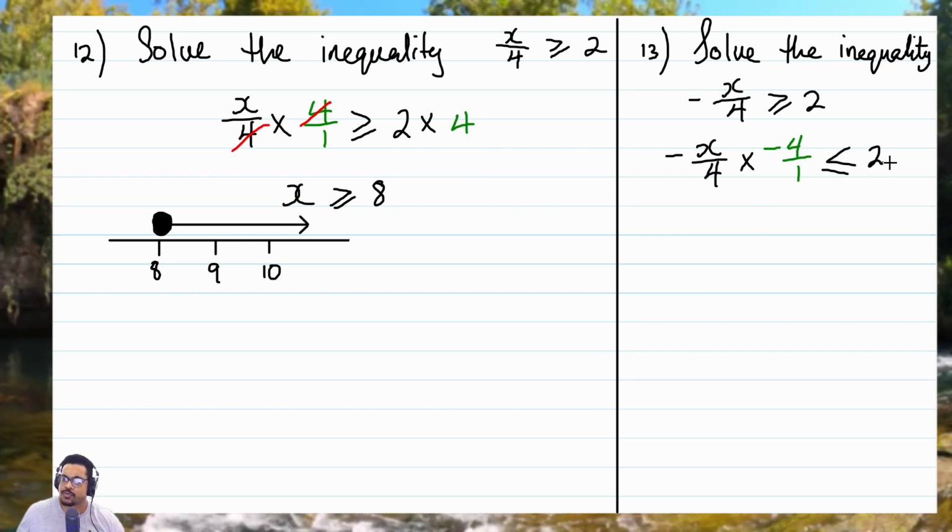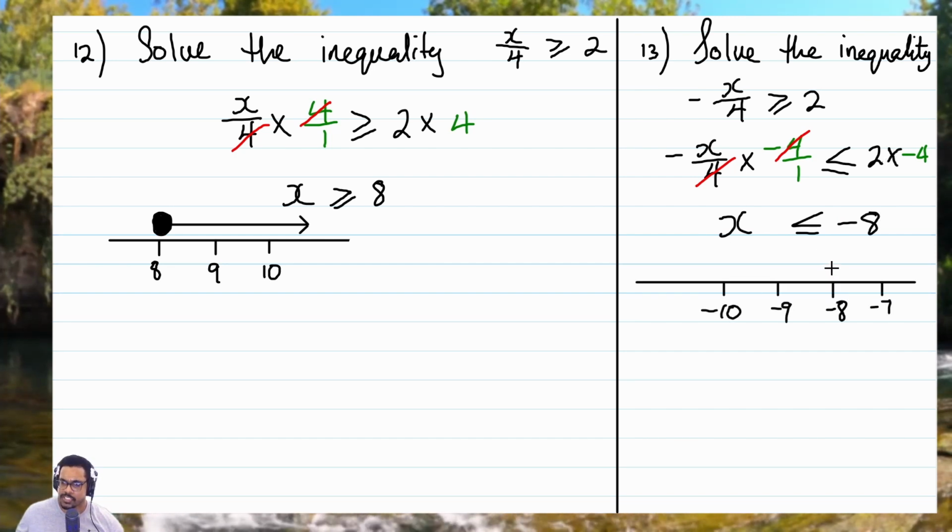And I'll have 2 multiplied by negative 4. So I'll be multiplying negative by negative, so my answer would be positive, and these 4s will cancel out each other. So what I'll remain with here is just positive x. So I'll have x is less than or equal to, and 2 multiplied by negative 4 is negative 8. So I'll draw a shaded circle above negative 8. And since we have x is less than or equal to negative 8, my arrow will be going towards the left.